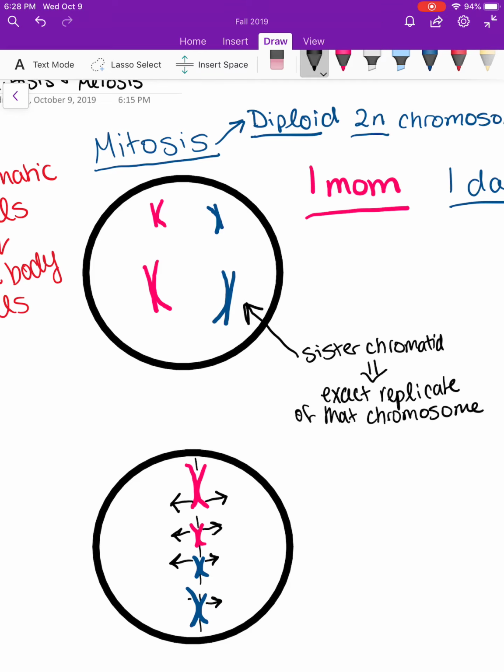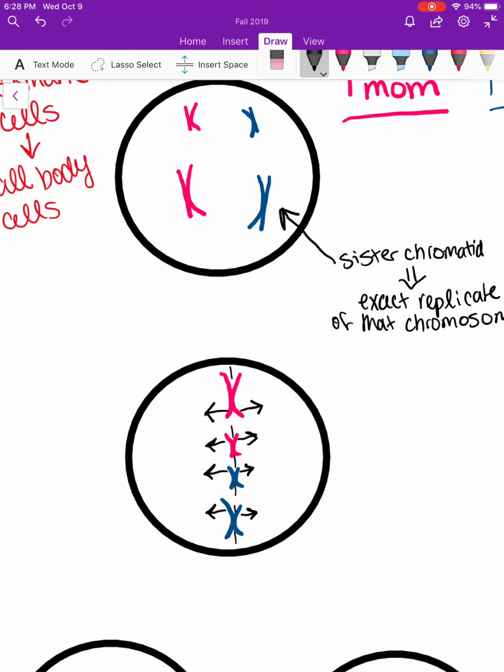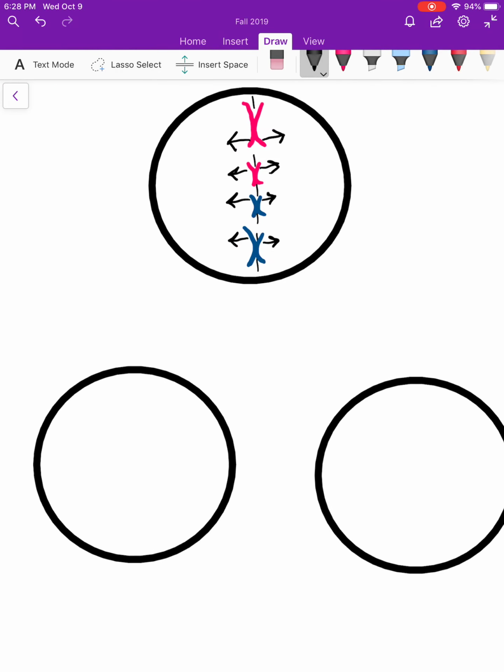Because if we have one sister chromatid going to each cell, that's going to be the same amount of DNA in each cell, not only compared to each other, but to what we started with as well. So after this occurs, you're going to get the cell division split. So what does this look like? What do these new cells look like after the split occurs? Pause this video and draw it yourself, okay? And when you're done, unpause it.